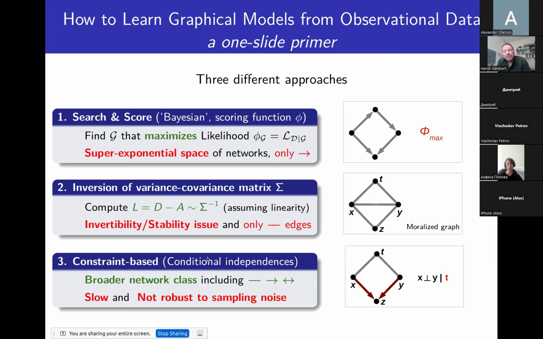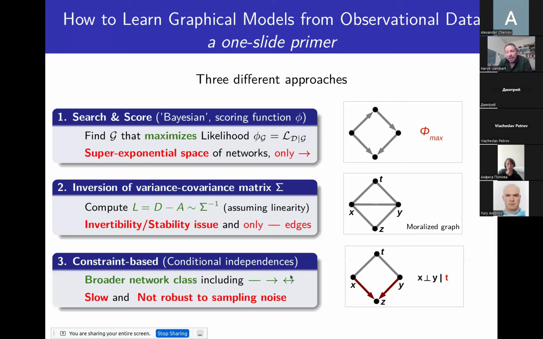And then there is a third type of methods that will be most interesting for us, which concern these constraint-based methods that are based on trying to learn first some conditional independencies between pairs of variables. They are really nice methods because they can learn, in principle, a much broader class of graphs that can have, as we can see here, both undirected and directed edges, as well as bidirected edges, as we will discuss in a second.